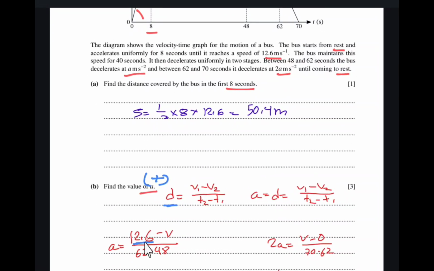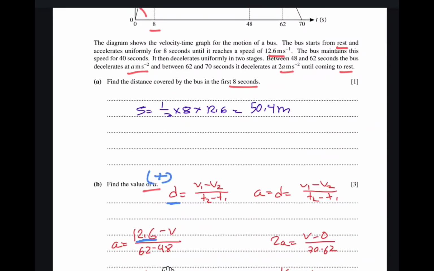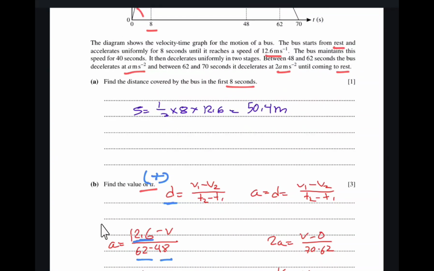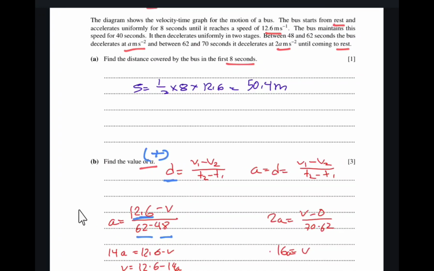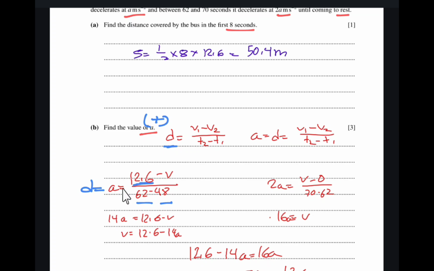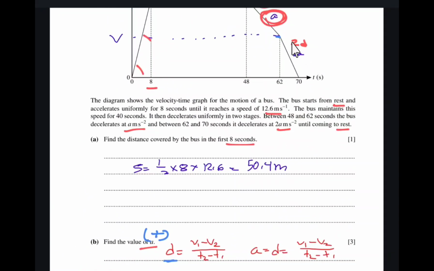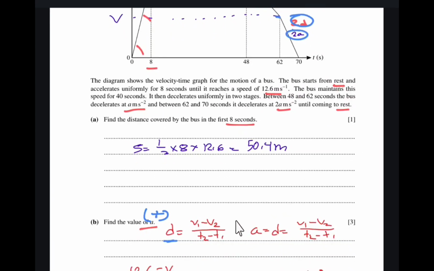So initial velocity, that is 12.6, minus final velocity, that is v, by 62 minus 48. So this is a, or d. After solving, we get v is equal to 12.6 minus 14a. So we get our first expression. For the second expression, this deceleration, that is 2d, is referred to as 2a. So the formula is initial minus final velocity by total time.